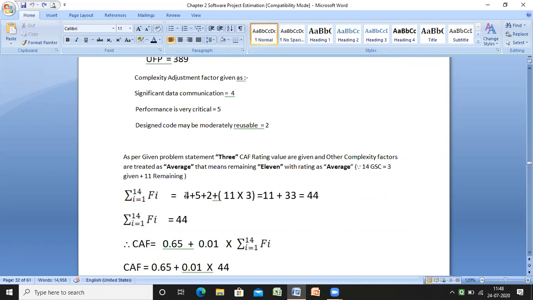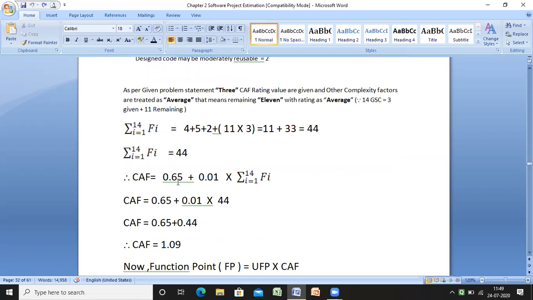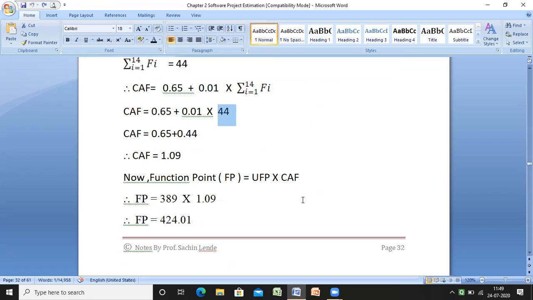So I'm going to calculate 4 plus 5 plus 2 plus, in bracket, 11 into 3, because the rating is average. 11 into 3 is 33. Again, the summation of FI is going to be 44. So put the value in the formula of complexity adjustment factor, 0.65 plus 0.01 multiplied by summation of FI, that is i = 1 to 14, and the summation of FI already calculated is 44. So 44 multiplied by 0.01 is 0.44, plus 0.65, 1.09.